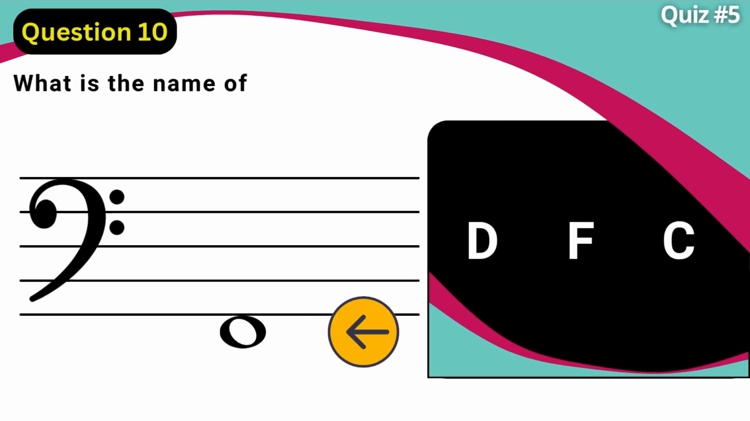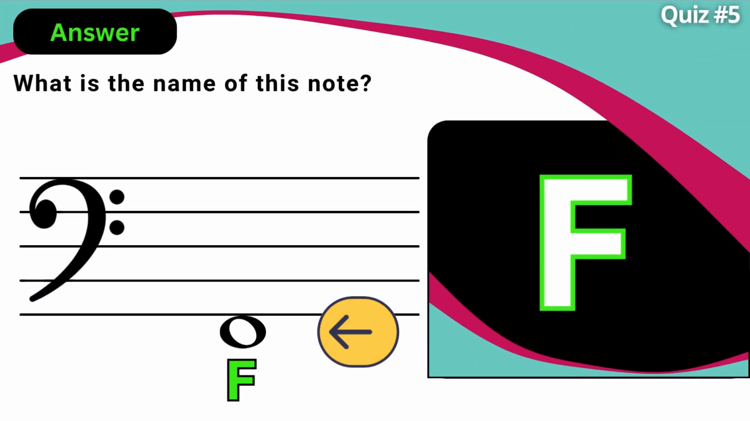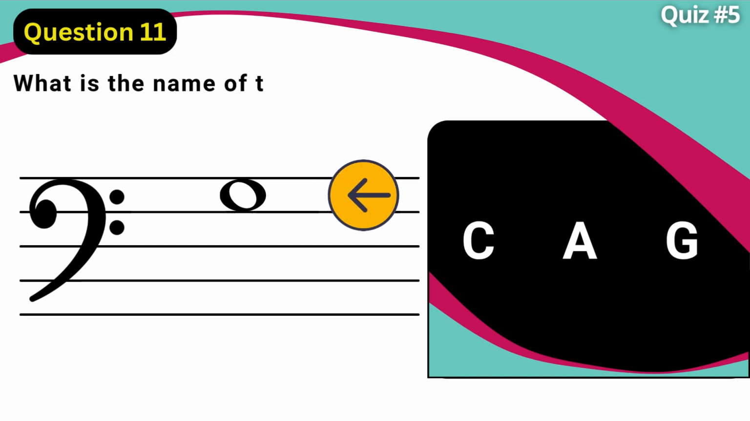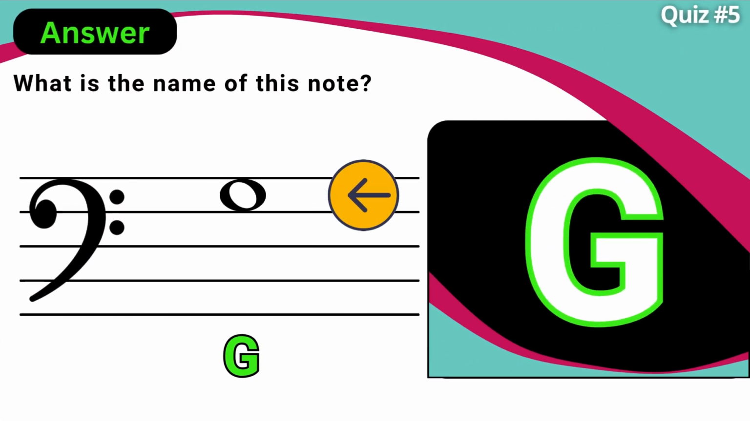Question 10. What is the name of this note? D, F, or C? And the answer is F. Question 11. What is the name of this note? C, A, or G? And the answer is G.